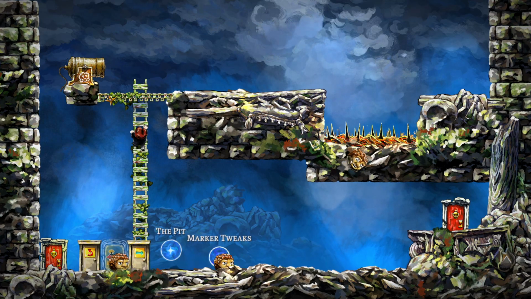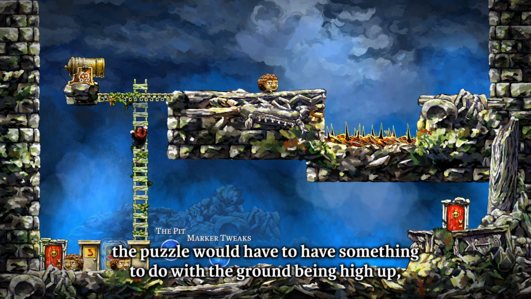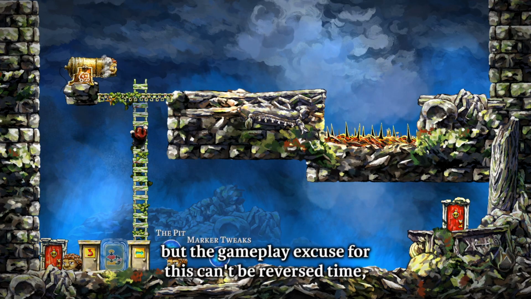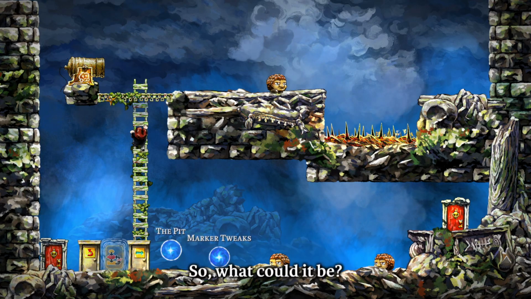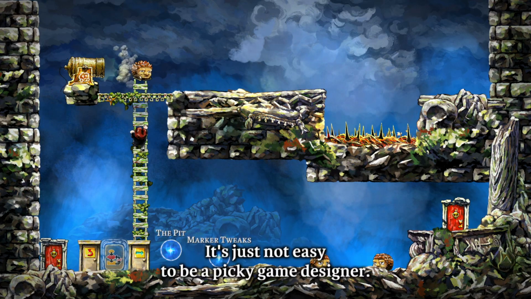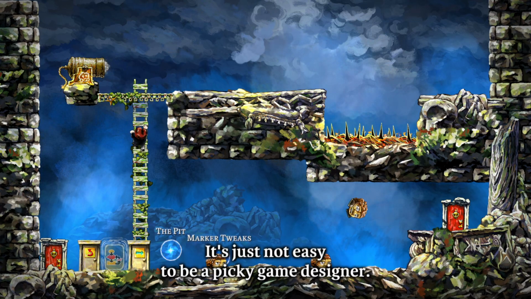In order for it to feel good, the puzzle would have to have something to do with the ground being high up. But the gameplay excuse for this can't be reverse time because that doesn't happen until later in the game. So what could it be? It's just not easy to be a picky game designer.